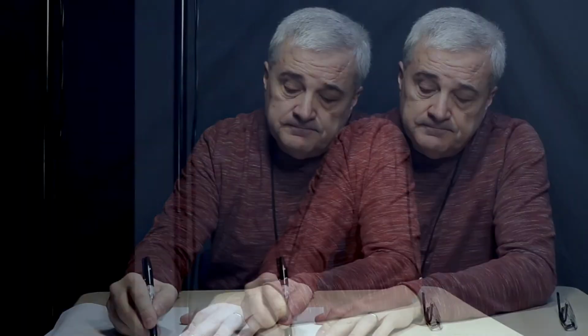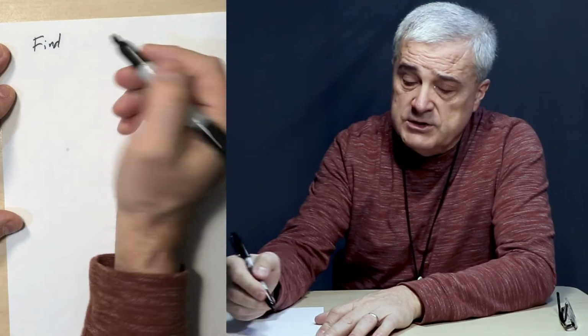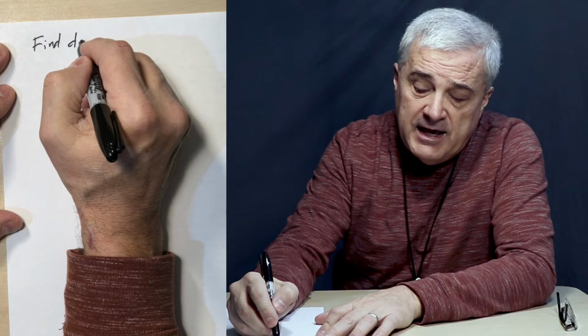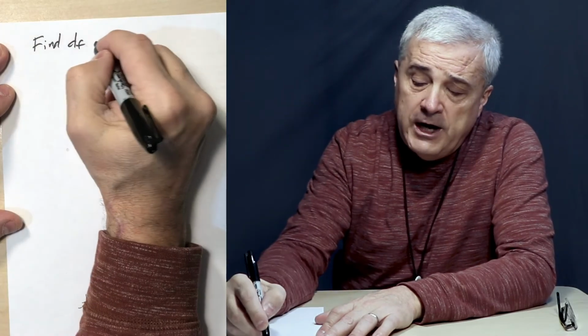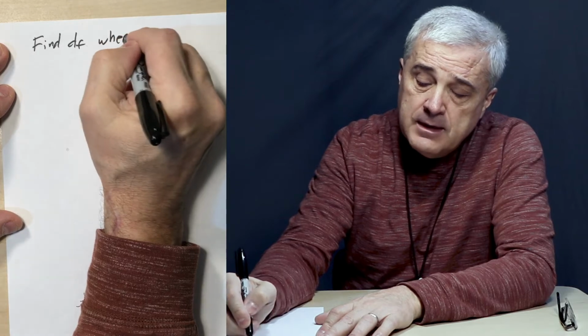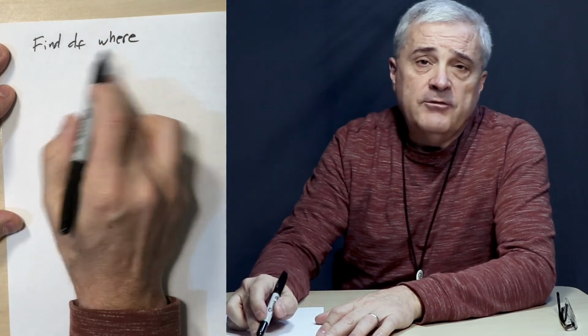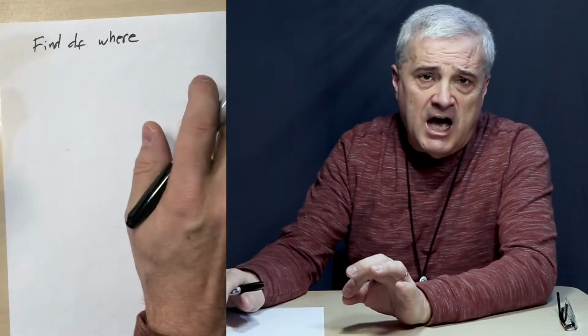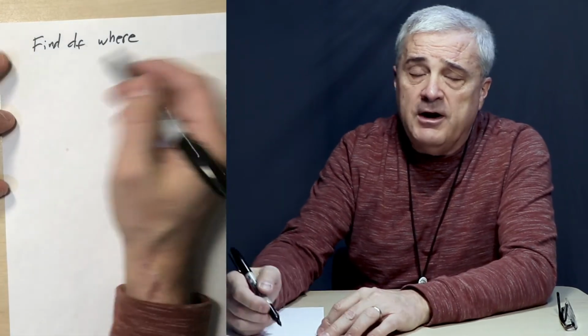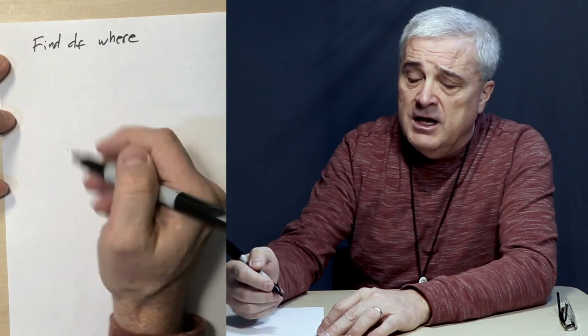So it starts off with find. We're gonna do the distance equation. We're gonna find d sub f, the final displacement from whatever. Find d sub f where. It doesn't matter what the context is, you can use this method. Where, and now we're just going to list the variables that are given.